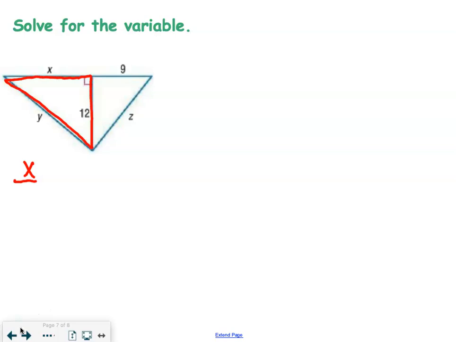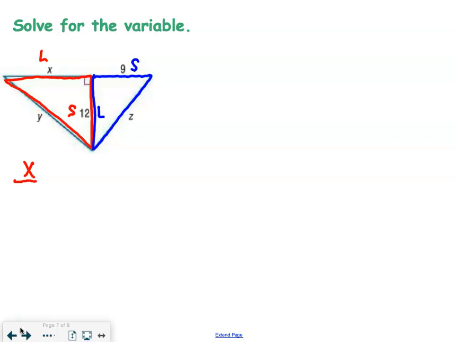So if I label, X would be my long side, and 12 would be my short side in the red triangle. And if I outline this one on the right, 9 would be my short side, and 12 would be my long side. Another way to check, is 9 less than 12? Yes, it is. So we are doing things okay.